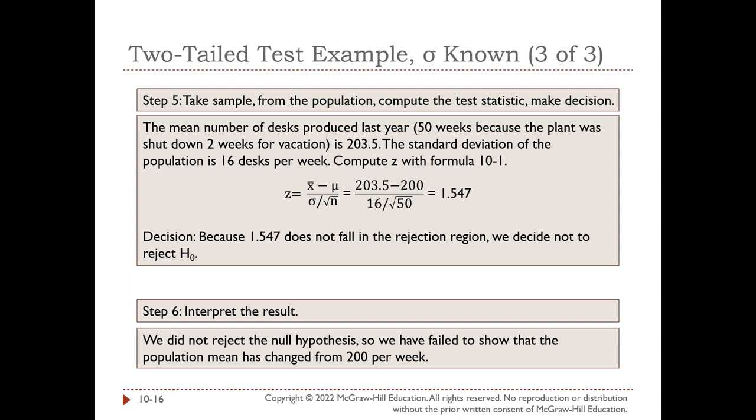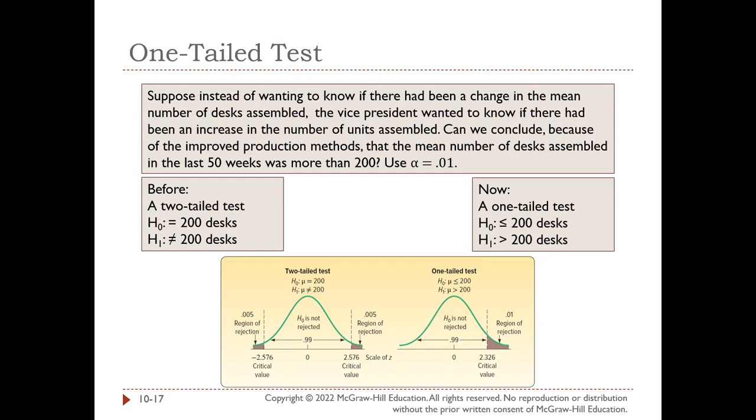Okay, now, the sample information fails to indicate that the new production method resulted in a change in the 200 units per week production rate. However, we did not prove the assembly rate is still 200 per week. We failed to disprove it, which is not the same thing as proving it to be true. So we do have to watch out. We just knocked out one of the situations. So we've done that. Then we can get into the one-tailed test.